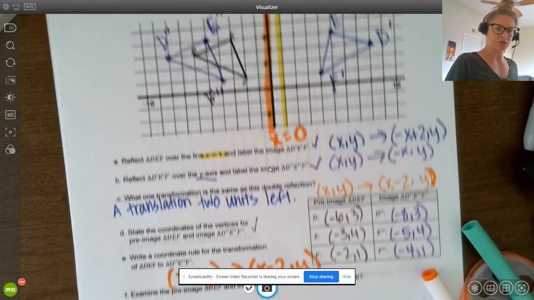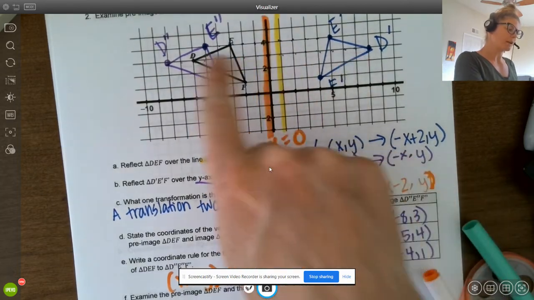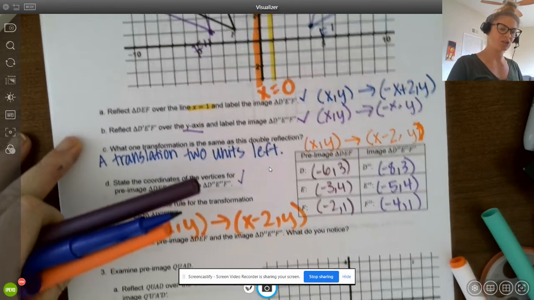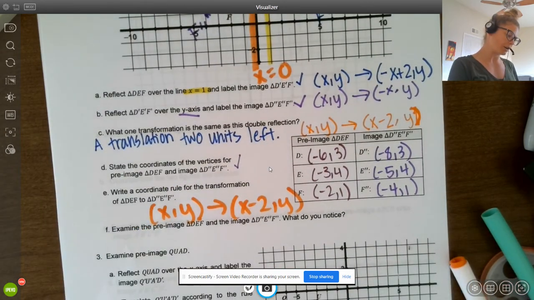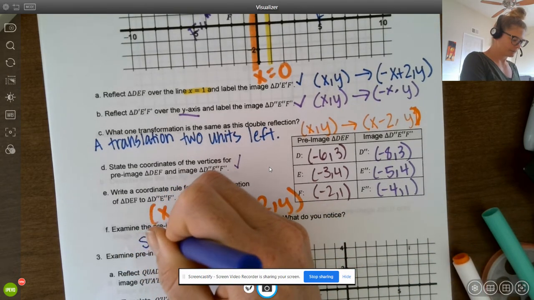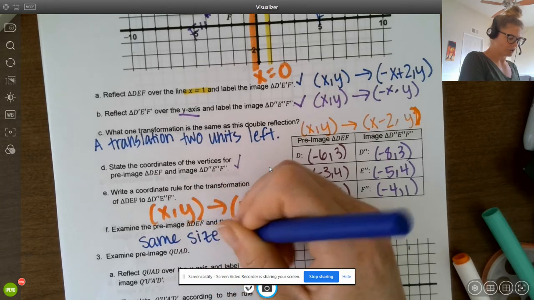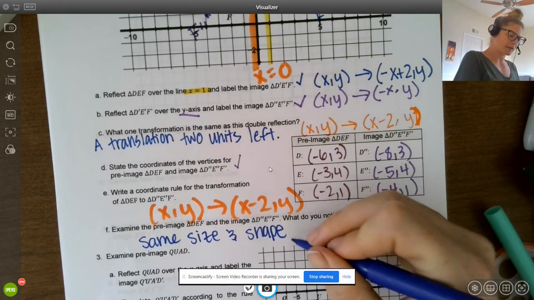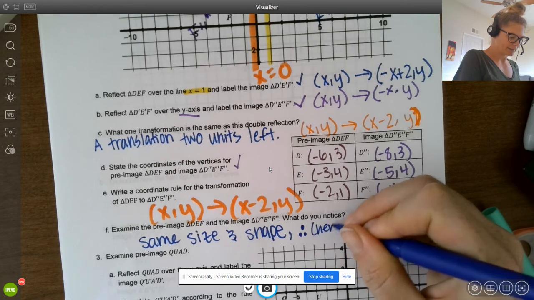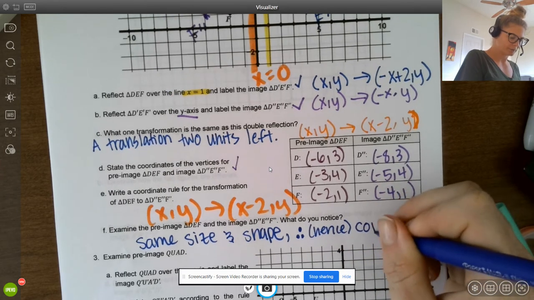So if we examine these two shapes, if we examine really all 3 of these shapes, what do you notice? They're all the same size and same shape, which means all 3 of these are congruent. The reason they're congruent is because we were performing only rigid transformations. We're not changing the shape or size at all of our image and pre-images. So, same size and shape. Hence, therefore, we can use these 3 dots that mean hence or therefore also. You can use the word hence. Congruent.